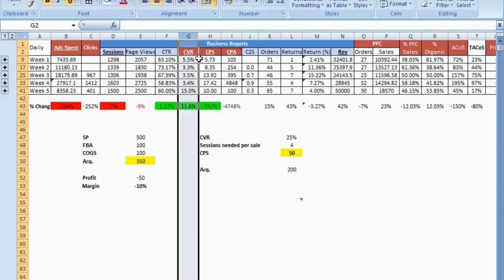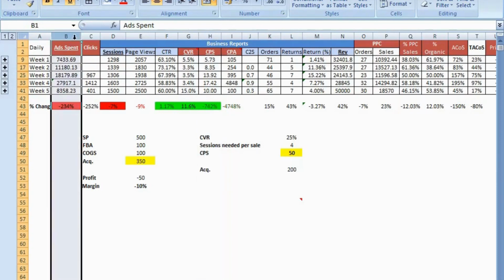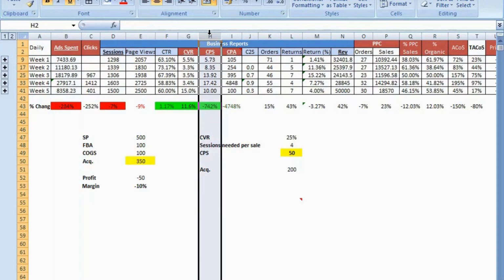Immediately after conversion rate, you have cost per session, right? Cost per session is nothing but how much money you are spending in order to get one session, right? It is a blended cost. It could be your PPC or organic. It's a blended number. And then you have something called cost per acquisition, which is nothing but your acquisition cost. It's a very important metric. You need to monitor and see if your acquisition cost is going up or coming down.